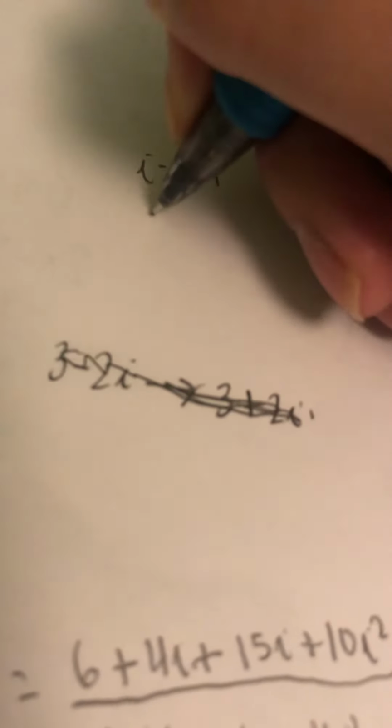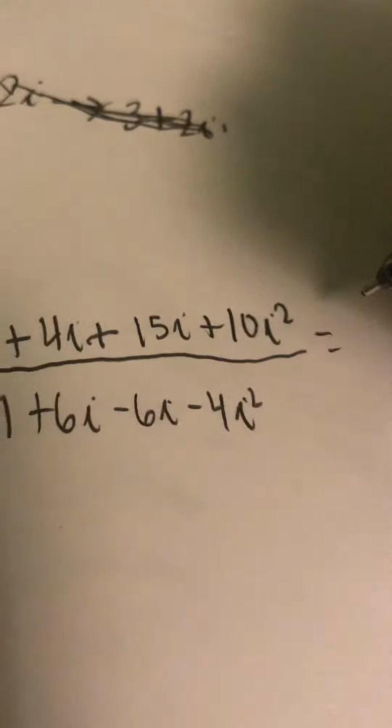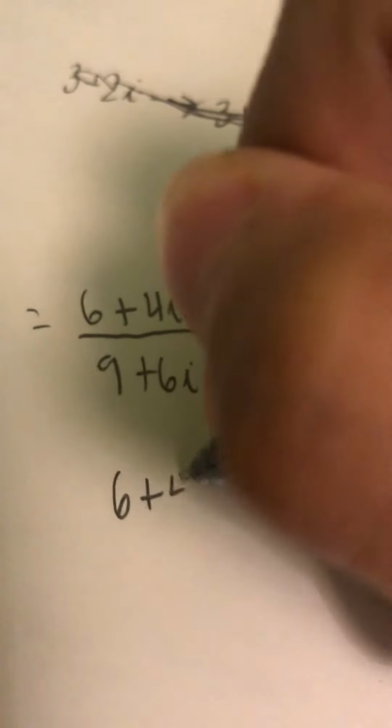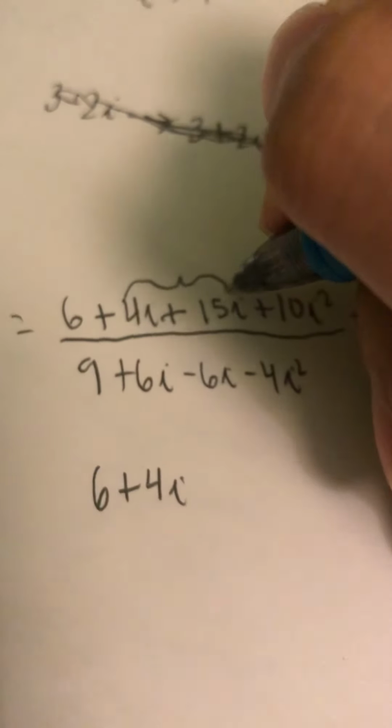So here's the thing about i squared. If you remember from your algebra class, i is really the square root of negative 1. So if we square it, it's going to be negative 1. So i squared is negative 1. So now we have to simplify that. So then this is going to be 6 plus 4i. Or actually, let's go ahead and combine these two.